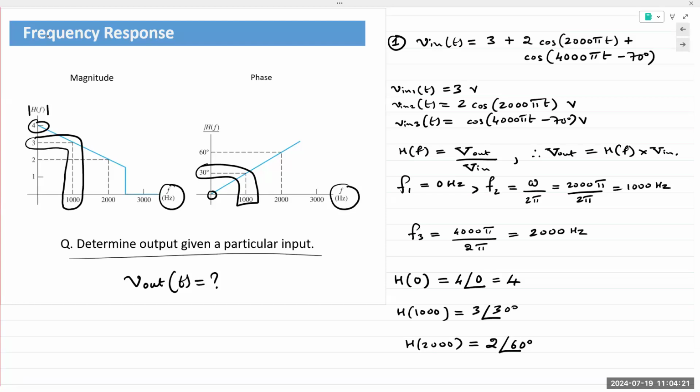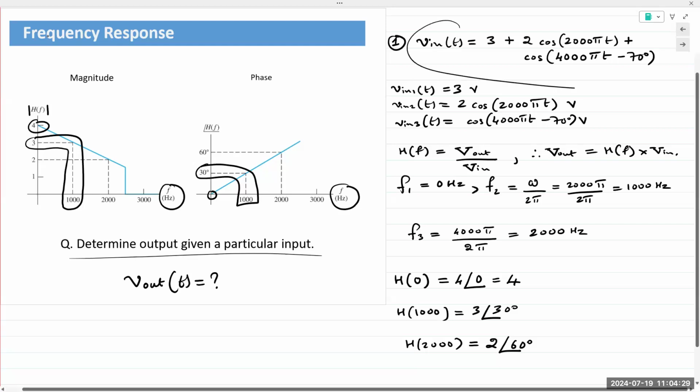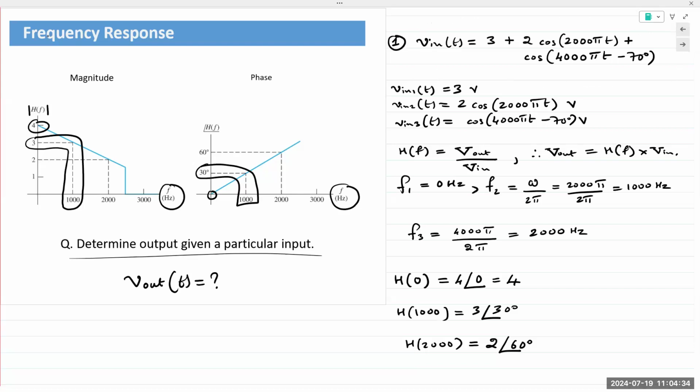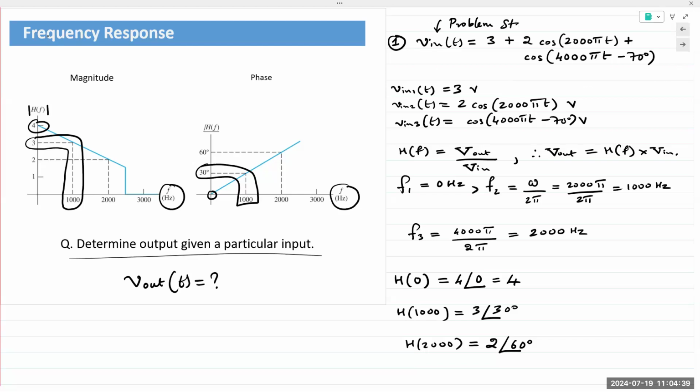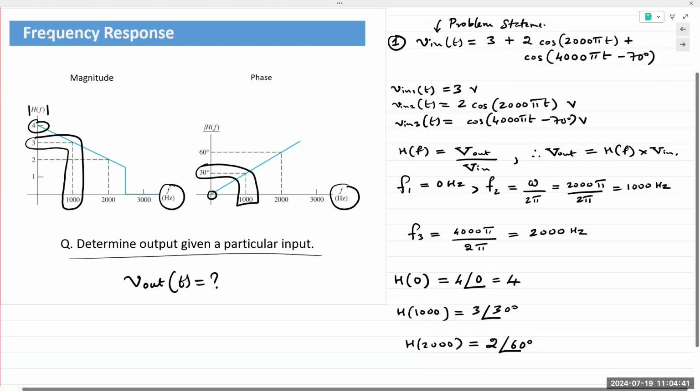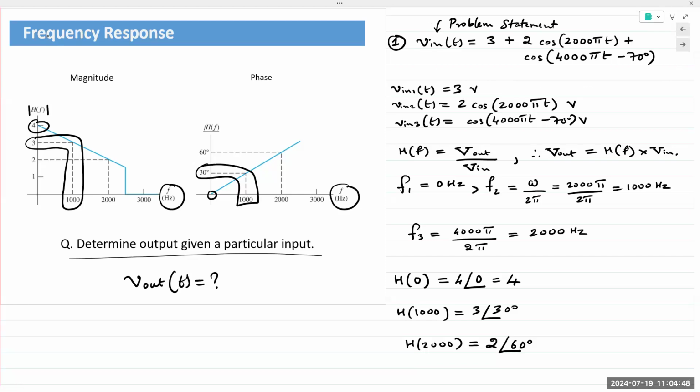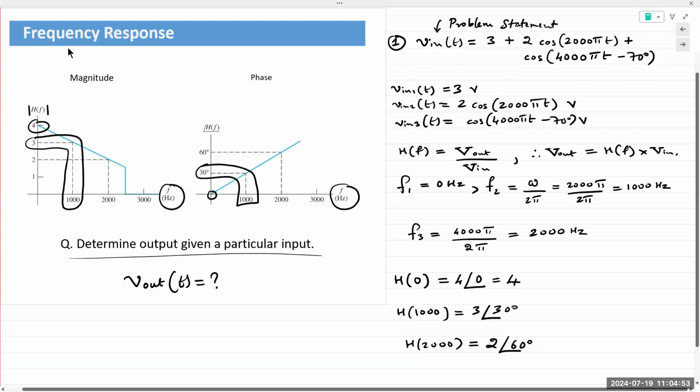Let's take a pause. Let me know if you have any questions. Yes. This one? Oh, that's the problem statement. Sorry. So problem statement: calculate V out of t if V in of t is given that way. All right, any other questions?